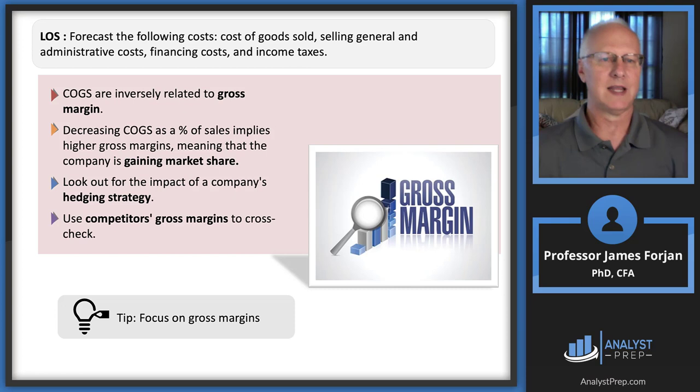Now, let's not forget that third arrow point. Look out for the impact of a company's hedging strategy. And this is interesting because the reading suggests something like this. We need to be aware of it. But the reading specifically says something like, and I'm paraphrasing here, that lots of companies don't come right out and say, oh, this is our hedging strategy, and these are the derivative contracts that we use.